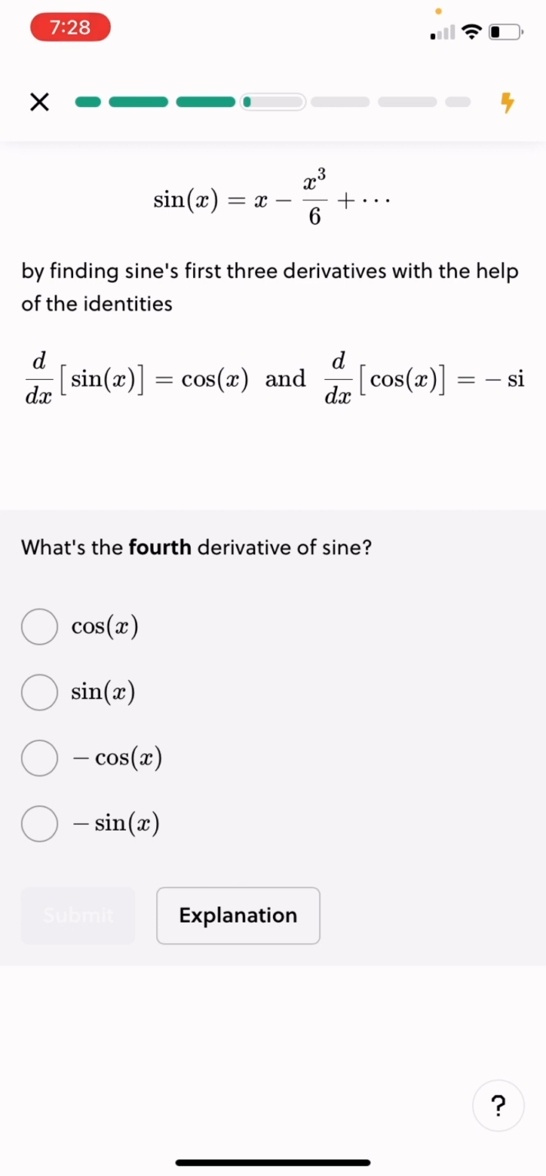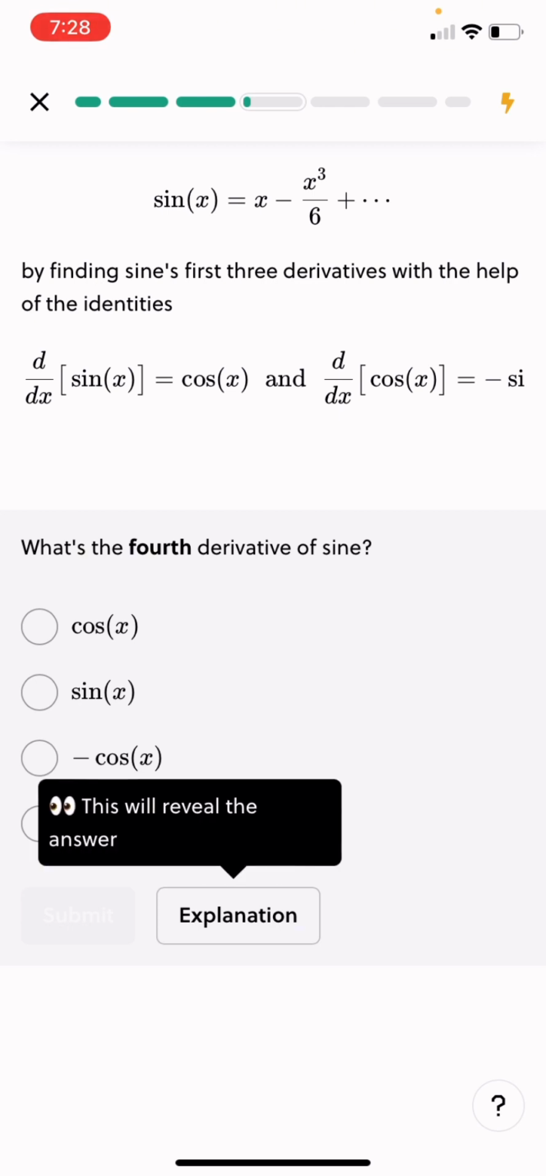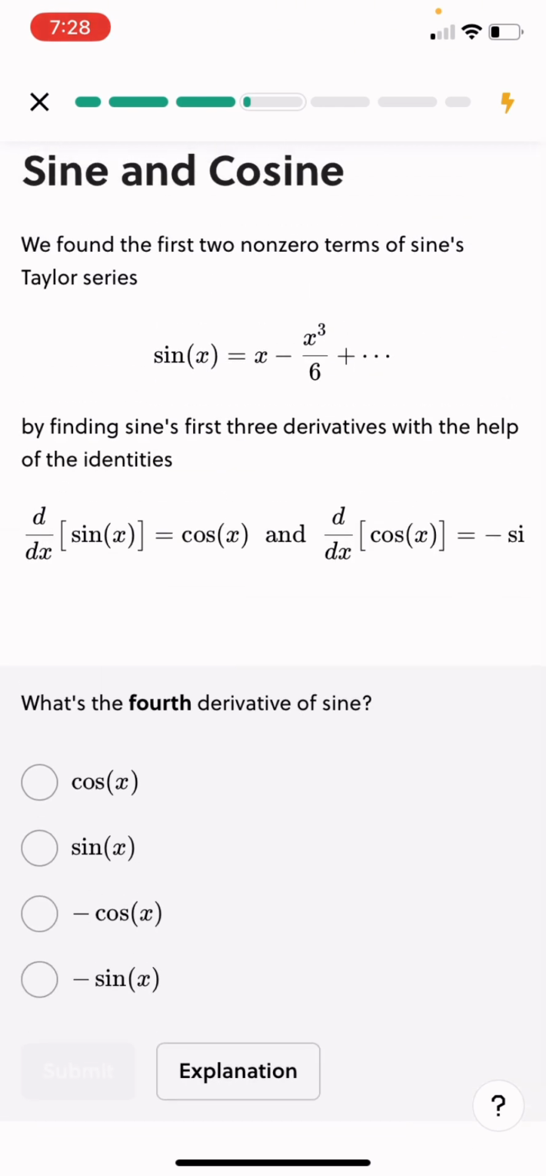The question is, what's the fourth derivative of sine? Based on this equation, let me look at what would be the fourth derivative.